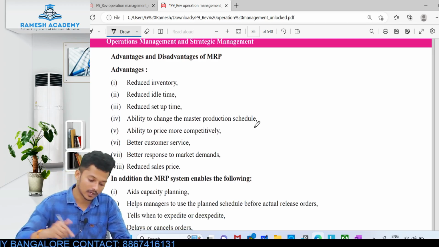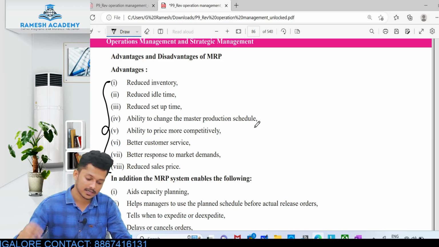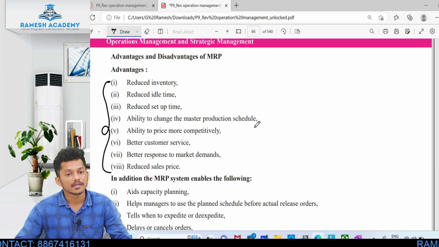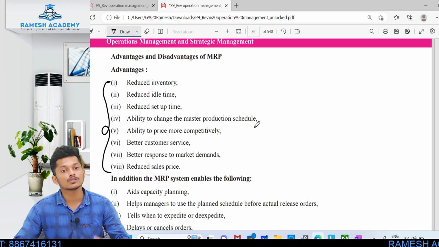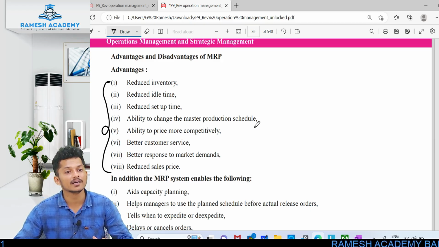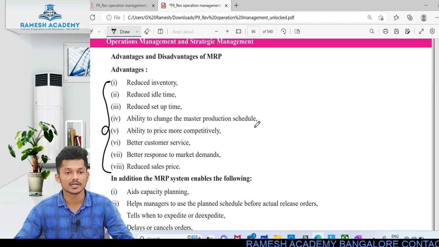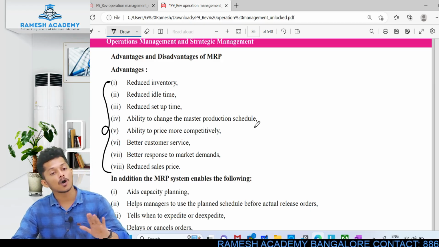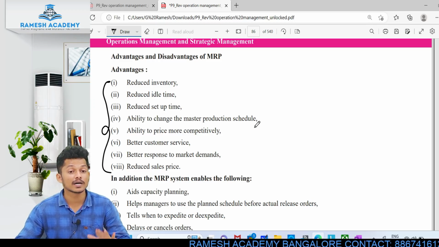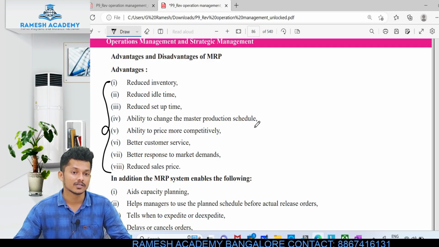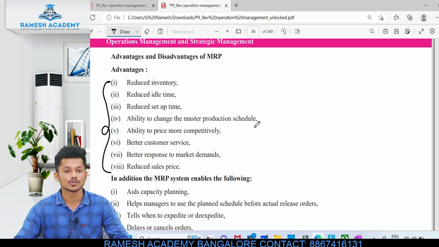Next, advantages and disadvantages of MRP. Advantages, we'll see a set of advantages. Reduction in inventory, reduced idle time, reduced setup time, ability to change the master production schedule, ability to price more competitively, better customer care, better response to market demands, reduced sales price. These are the advantages. Don't confuse objectives and advantages. Advantages are the benefits. Objectives are the goals to be achieved. Don't confuse between these two terms.